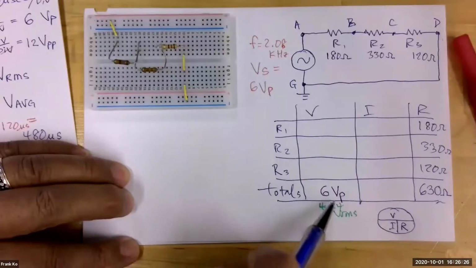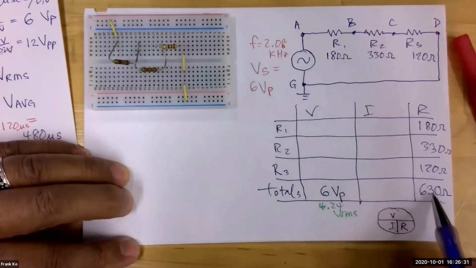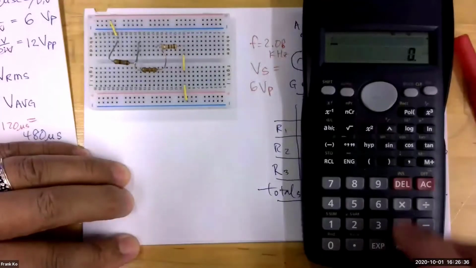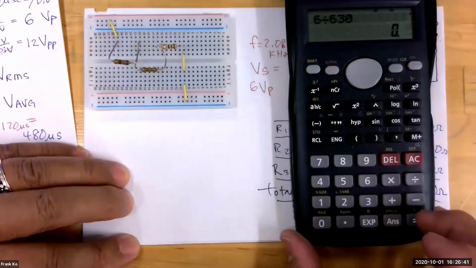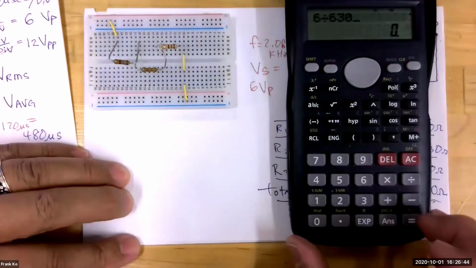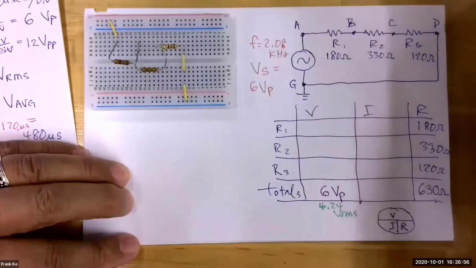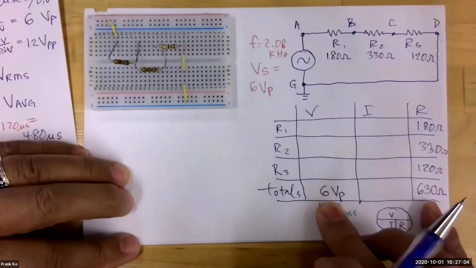Do I have a V? Yes. Do I have an R? Yes. So let's go ahead and take 6 divided by 630 ohms. Let's do the peak value first. So clear, 6 divided by 630. And what value do you get, Yusuf? 105. 6 divided by 630 ohms? Wait, 6 divided by 630? Well, that's our voltage divided by our resistance. So 6 divided by 630.